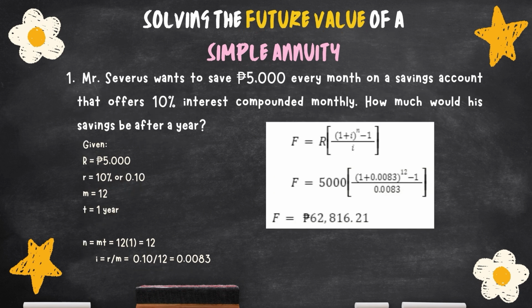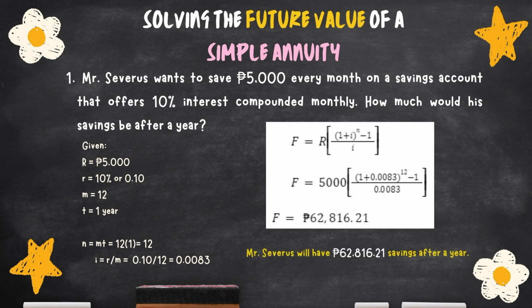Now that we already know the needed elements for us to solve for the future value of a simple annuity, let's get going. The formula is there, so let's just substitute the elements that we have, and that will give us F equals 5,000 times (1 plus 0.0083) raised to the power of 12, minus 1, over 0.0083. And there, our future value is 62,816.21 pesos. That means Mr. Severus will have 62,816.21 pesos savings after a year.